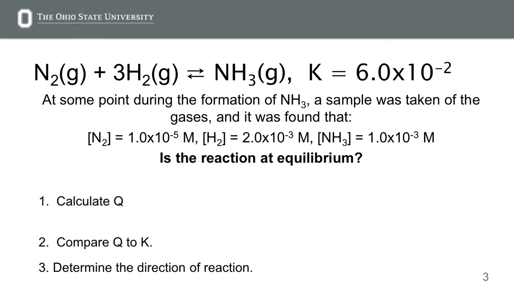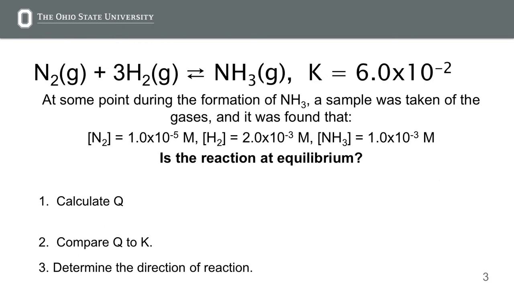Okay, so we'll go back to our ammonia example. We have N2 plus 3H2 in equilibrium with NH3, and at this temperature K is equal to 6 times 10 to the minus 2. At some point during the formation of the ammonia, we take a sample and we find these concentrations. The concentration of N2 is 1 times 10 to the minus 5, H2 is 2 times 10 to the minus 3, and NH3 is 1 times 10 to the minus 3. And we want to know, is the reaction at equilibrium?